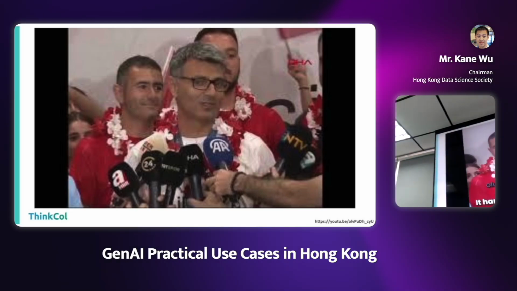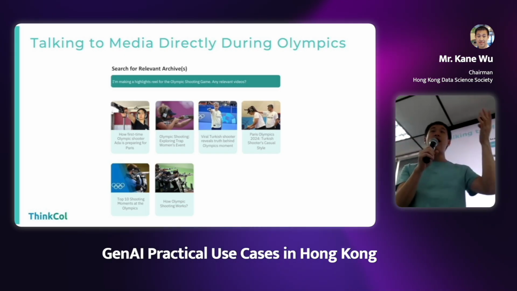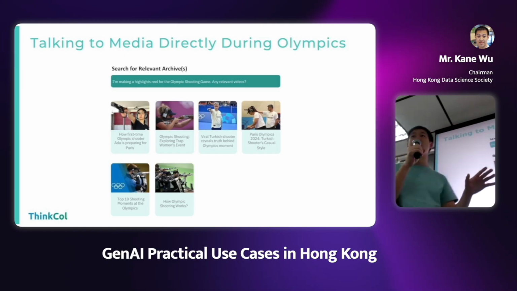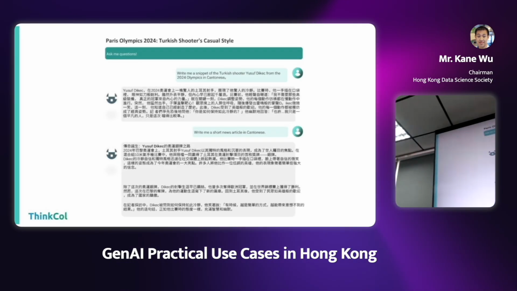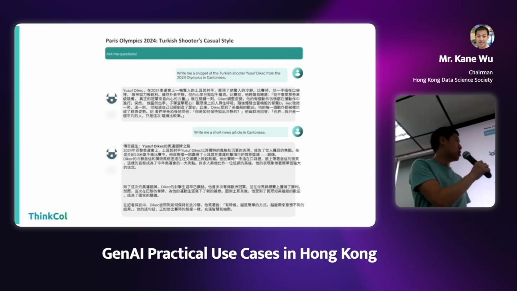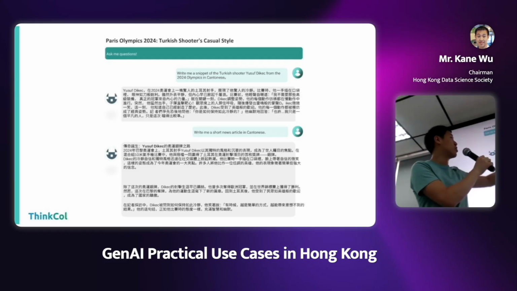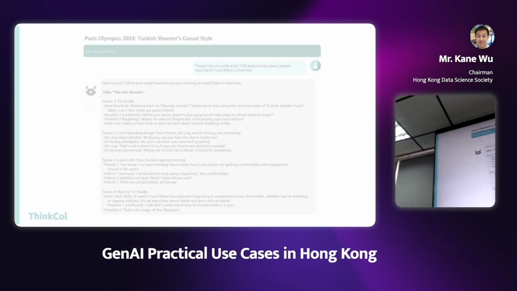And so what my company did is that we put a lot of the different media videos through speech to text, so that afterwards we could start talking to those videos and asking to do certain things. For example, for a video like that, we could first use speech-to-text technology to make it into text, and then put it into GenAI, so you could start asking the GenAI to do things with it. Like for example, writing a snippet of the Turkish shooter, or write a short news article in Cantonese, and it would start showing this. Or something more interesting.